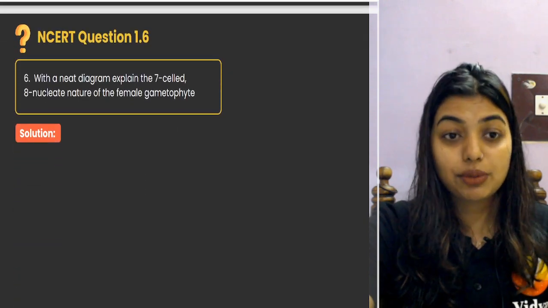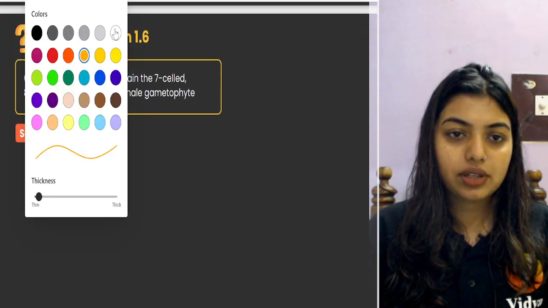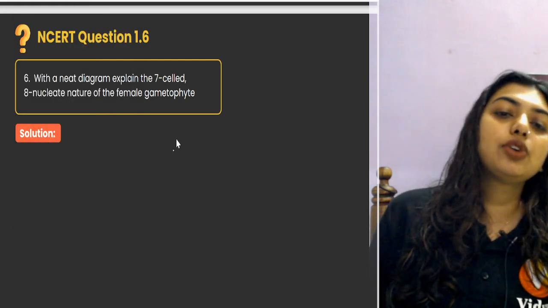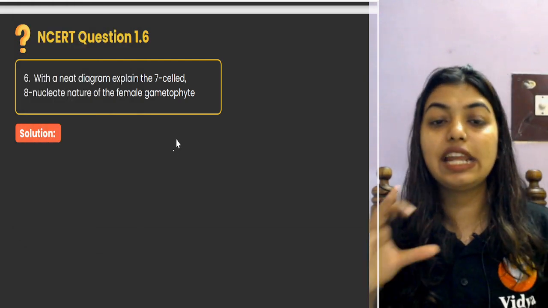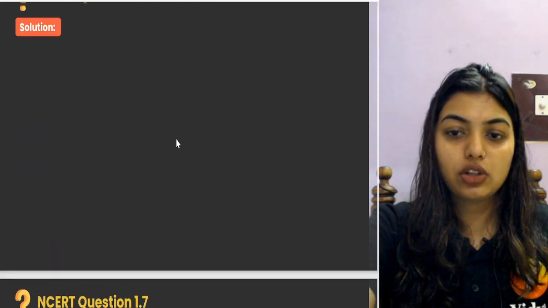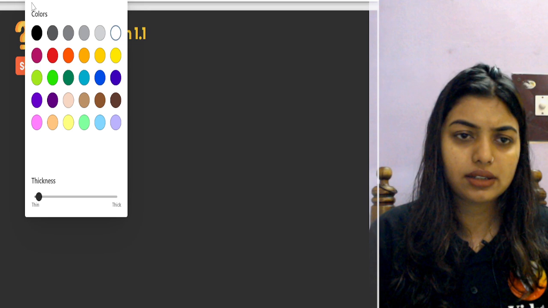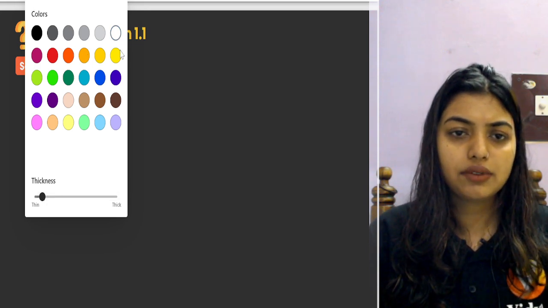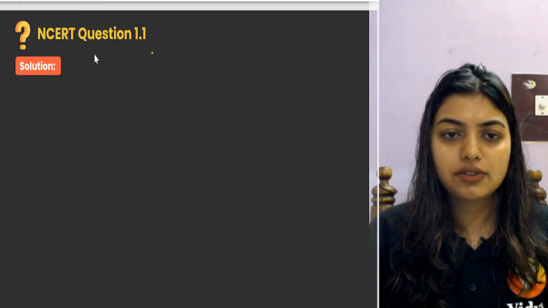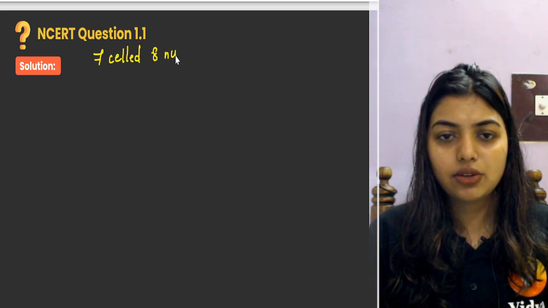I leave solution place and then I write it there. With a neat labeled diagram, can you explain the 7-celled 8-nucleate nature of female gametophyte? So we will take all the place. Same thing, students, but here we are going to draw your embryo sac. We will write what they're asking us, otherwise we'll forget. What are they asking? 7-celled, 8-nucleate.